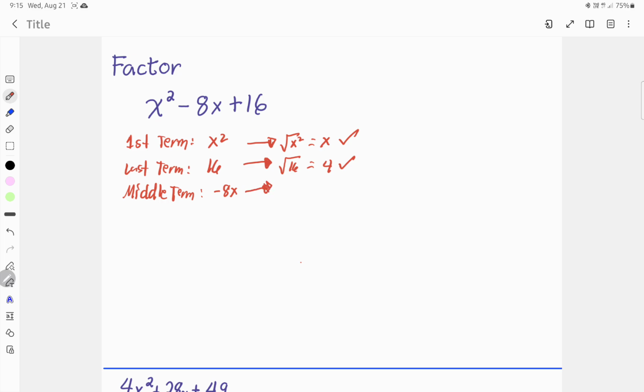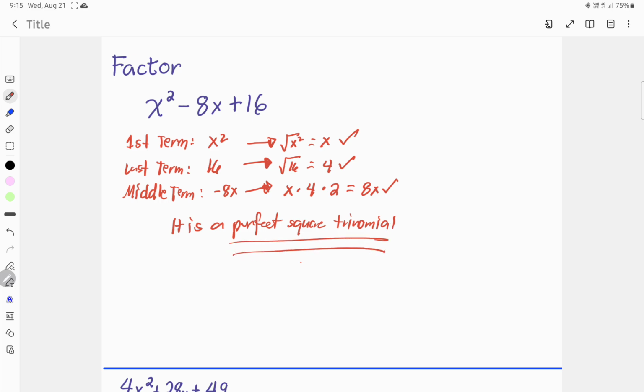And then we do the testing. Square root of the first term, which is x, times the square root of the last term, which is 4. And then twice, the answer is 8x. Again, disregard first the sign if you're doing the testing of the PST. So it is a perfect square trinomial. This is only happening in your brain. So if it's a perfect square trinomial, it's much easier for us to do the factoring.